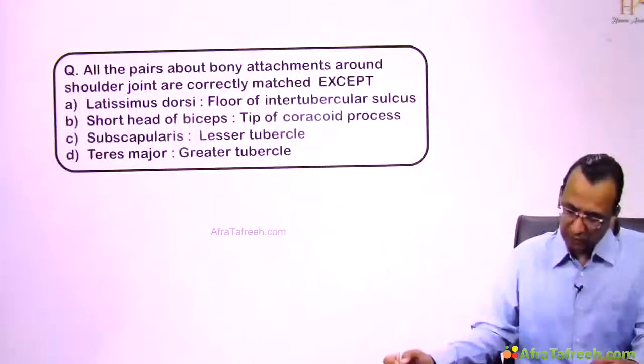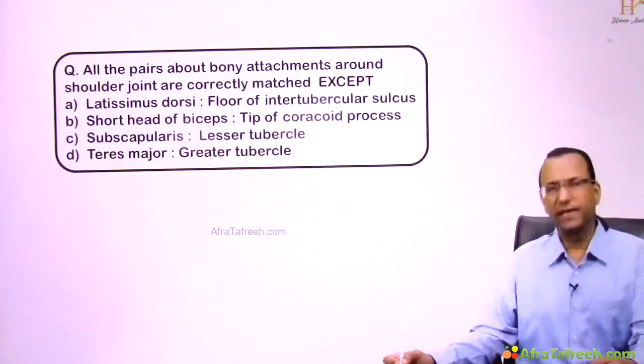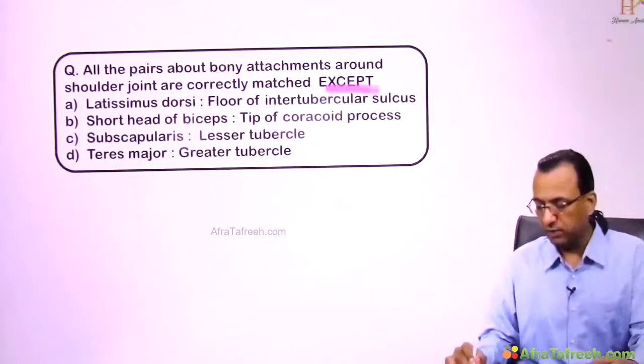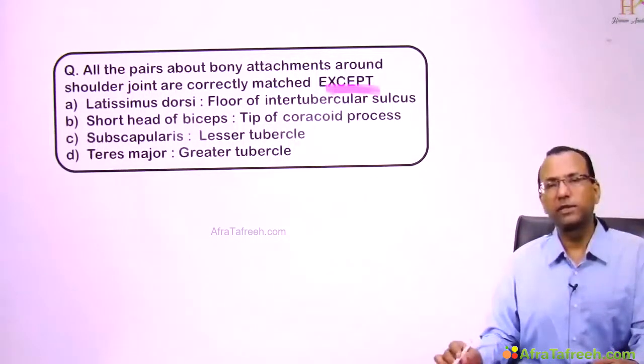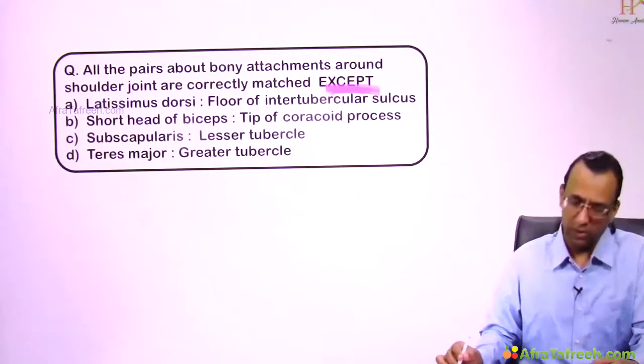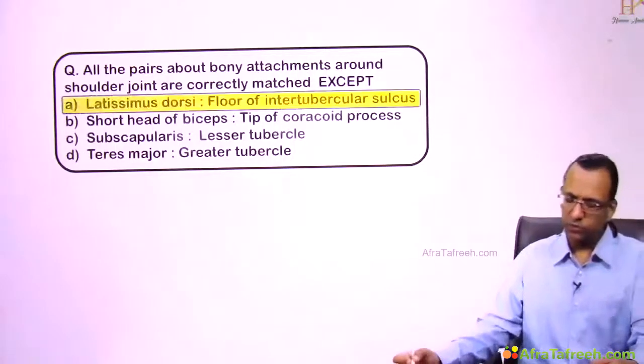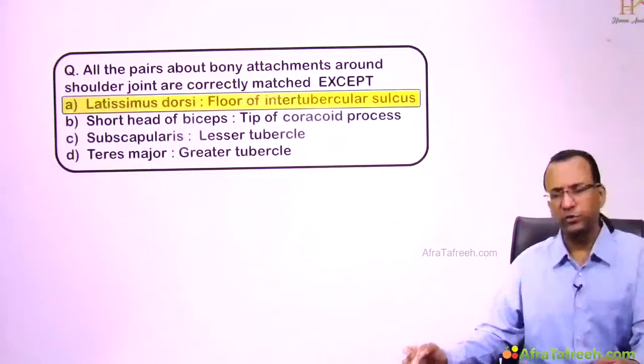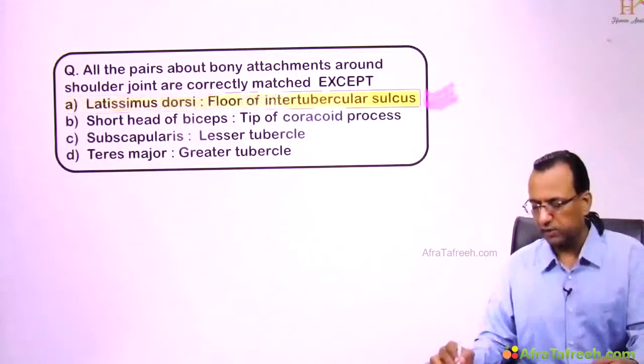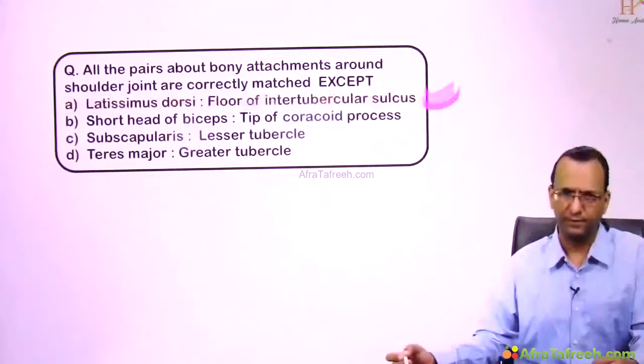Okay, what about this question? It is asking us some wrong matching here, except. As you're talking about the wrong matching, except, this is some muscles attaching to the upper end of the humerus bone. Let us see. Latissimus dorsi attaching to the floor of the bicipital groove, which is also called the intertubercular sulcus. That is the correct statement.